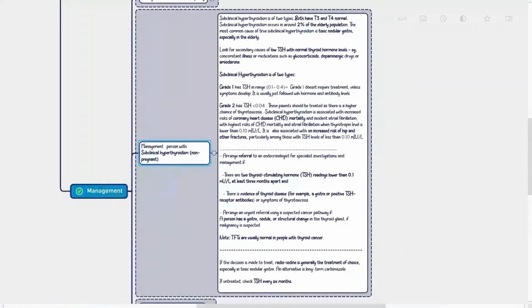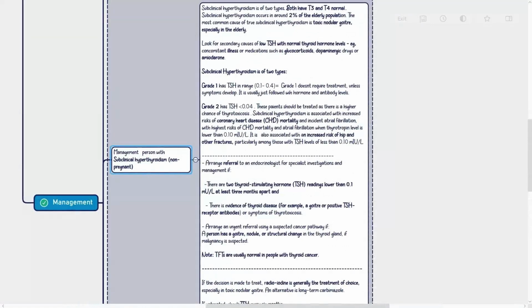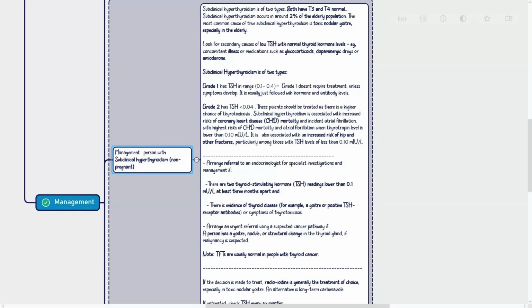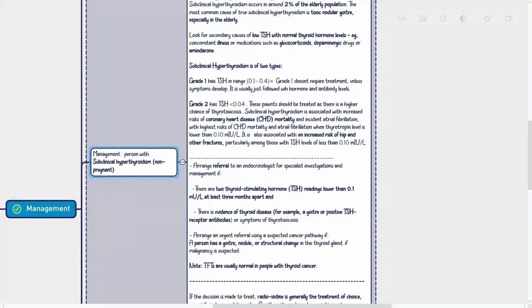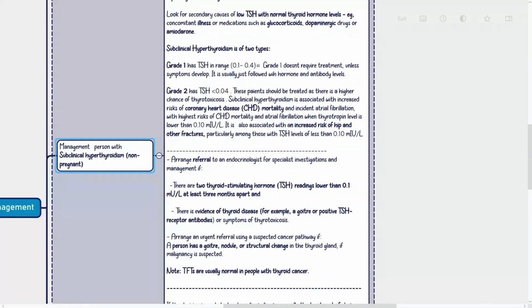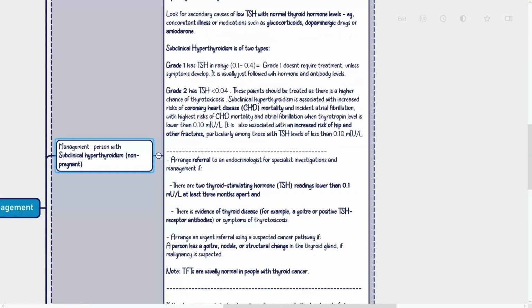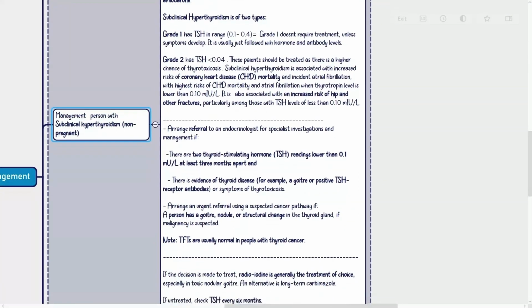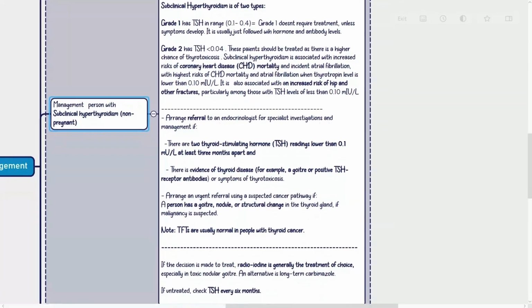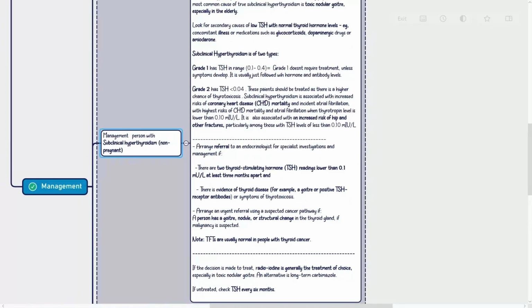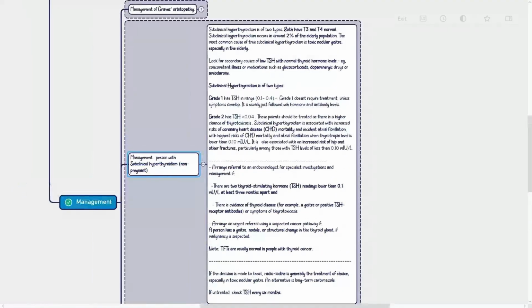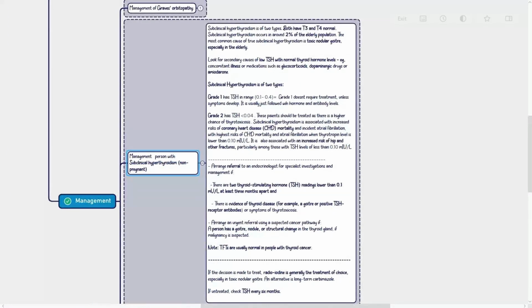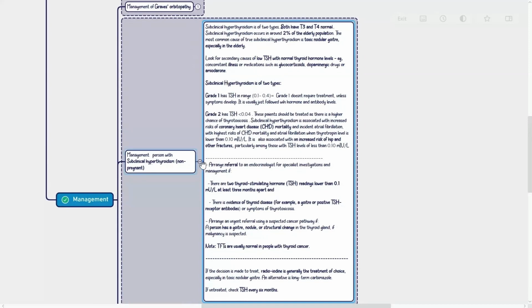Management of a person with subclinical hyperthyroidism, non-pregnant. Subclinical hyperthyroidism is of two types. Both have TSH low and T4 normal. Subclinical hyperthyroidism occurs in around 2% of the elderly population. The most common cause of true subclinical hyperthyroidism is toxic nodular goiter, especially in the elderly. Look for secondary causes of low TSH with normal thyroid hormone levels, e.g., concomitant illness or medications, such as glucocorticoids, dopaminergic drugs, or amiodarone.